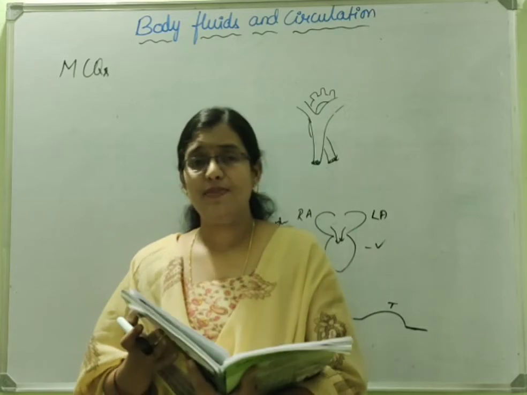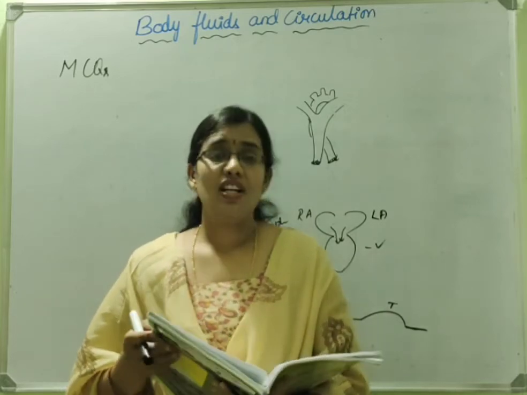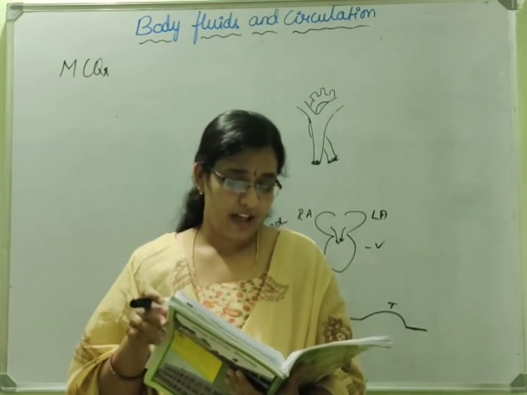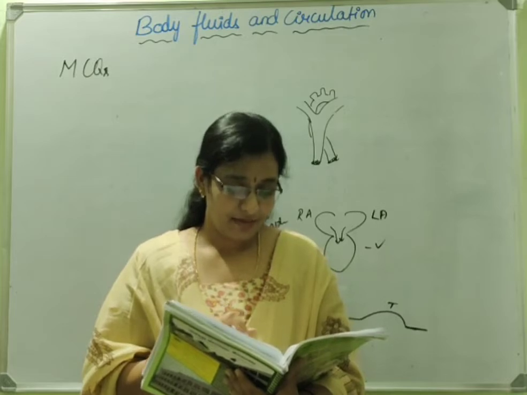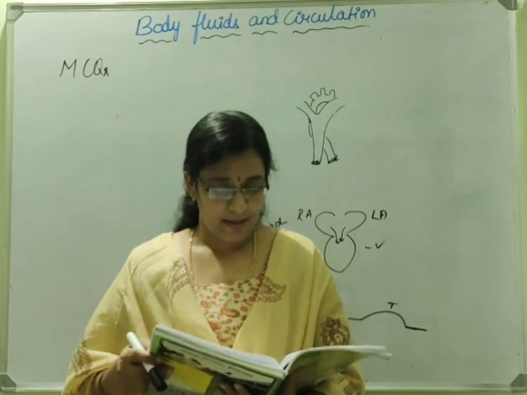Okay, so the difference between this 120 and 80 is 40. So what is the value of pulse pressure? It is usually 40 mmHg. Okay, let it be. So which is the right option here? Option D, that is the difference between the systolic and diastolic pressure.